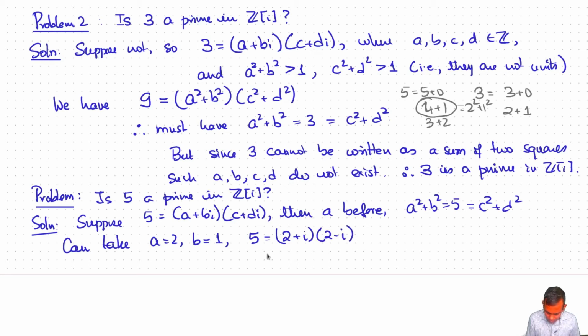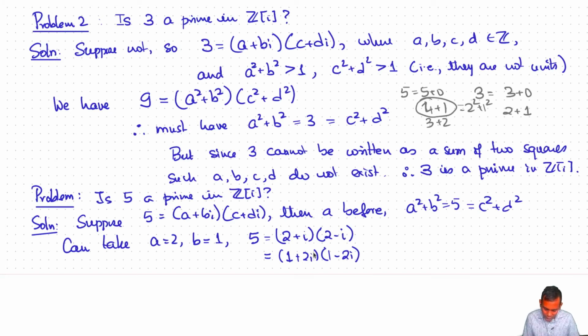And you can also do it another way, which is you can take a equals 1 and b equals 2, and so you'll also get 1 plus 2i. Sorry, that's the same. What I meant to say is 1 plus 2i into 1 minus 2i, and this will also be equal to 5.